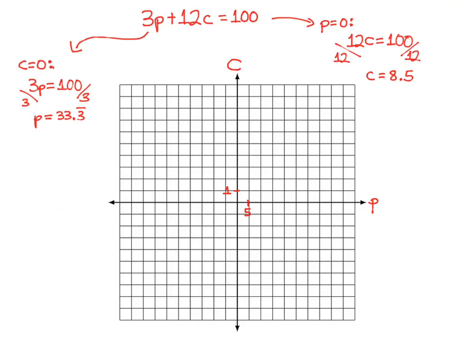Okay, so now we've got some dots, right? We got p is 33 1/3, and c is 8.5, so there's the c-intercept up at 8.5, all the money on calculators, no pencils. And here we've got the p-intercept at 33 1/3, all the money in pencils, none of the money in calculators, and then, there's our line, and there, frankly, should be your happiness.